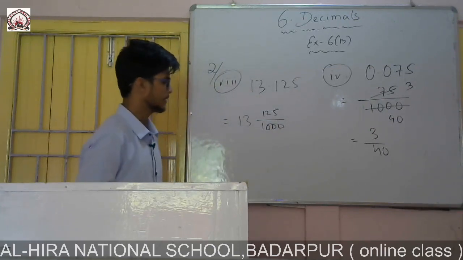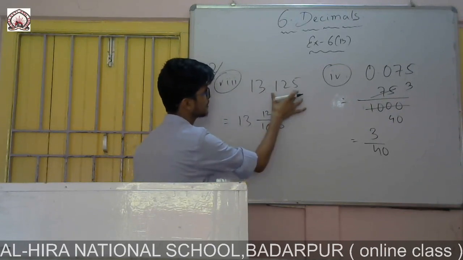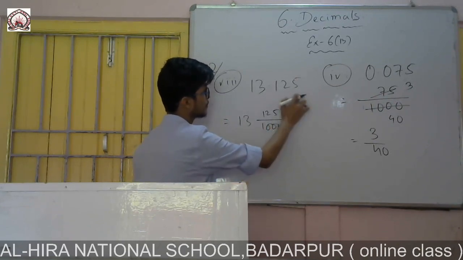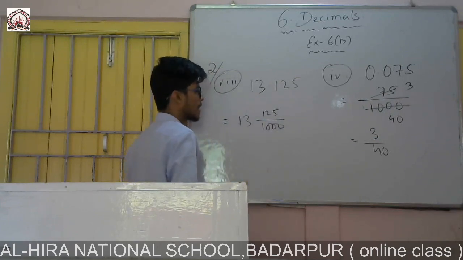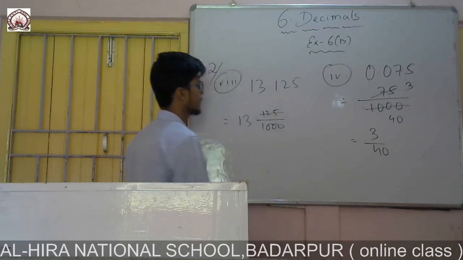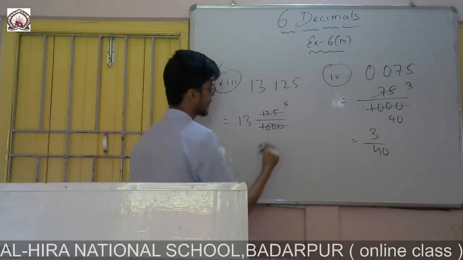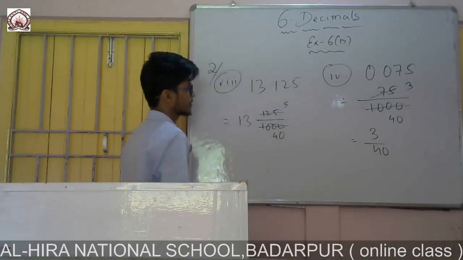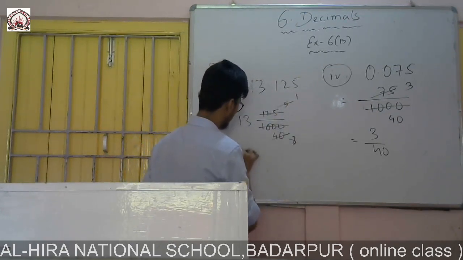So now I write it like this, and the part after the point, 125, I have converted into a fraction. 125 by, after the decimal how many places? 3 places, so 1000. Now I can cancel it with 25. 25 4s are 100, 5s are 125, and 25 4s are 100, and 40s are 1000. Now I can cancel with 5 also. 5 1s are 5, and 5 8s are 40. So 13 and 1 by 8.